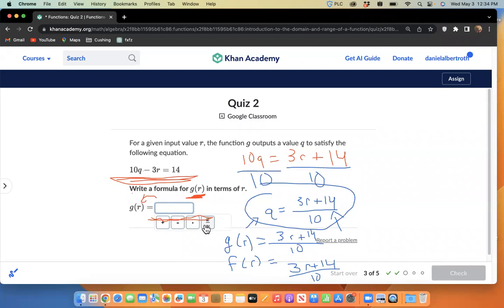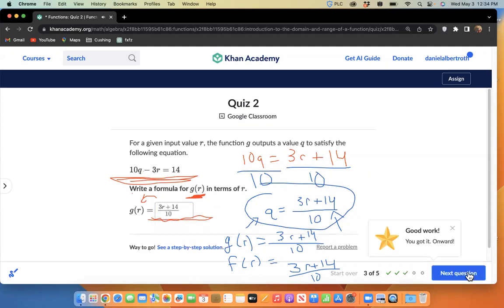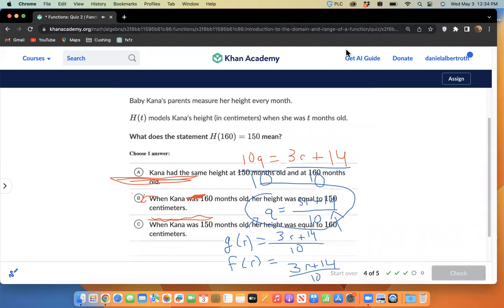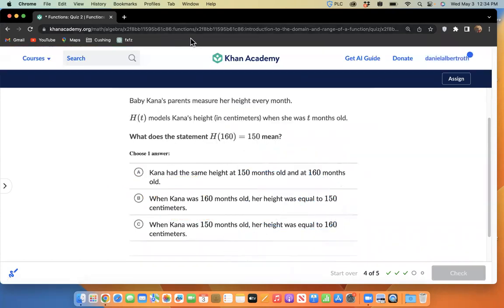So let's do this. Let's make it a fraction where the numerator is 3R plus 14 and the denominator is 10. See if it likes that. Oh yeah, really likes it. All right, that's clear.